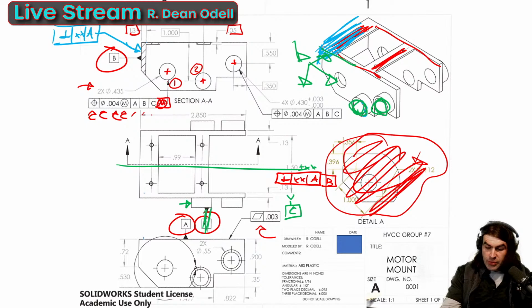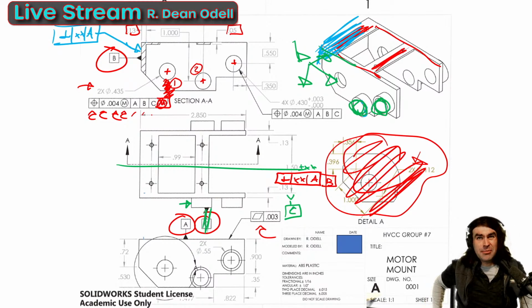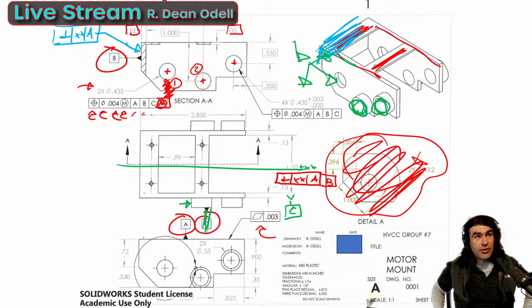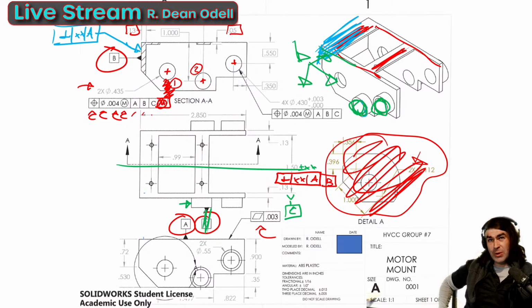What we don't need is a leader for this position, right? We could just attach it to this dimension, and that's the way it should be shown. Position can have a leader in ASME. There's very few reasons why you'd ever do it, because it's almost always going to be associated with a feature of size dimension.